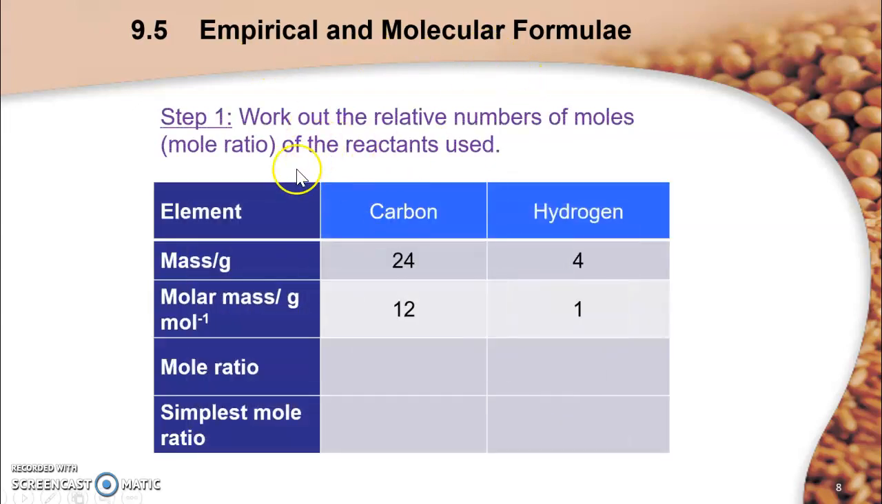Okay, you should have your list down: the elements, the mass given in the question, and the molar mass used in this case. Please take note that the molar mass I'm referring to is for just one atom. So for carbon, it is 12. For hydrogen, it's just 1. Then you are supposed to work out the ratio in this case. After calculating, you should get this first. So you realize that the ratio of carbon to hydrogen is 2 to 4.